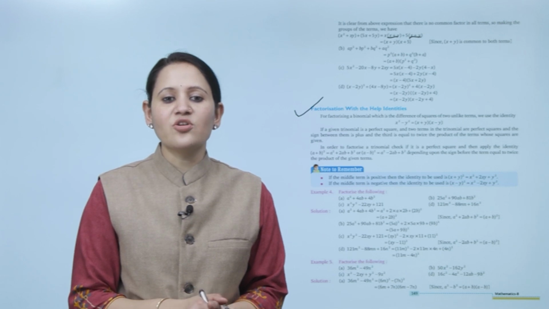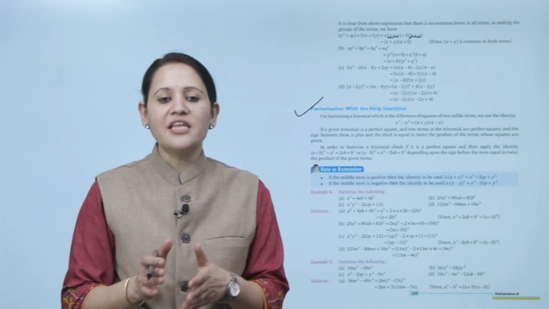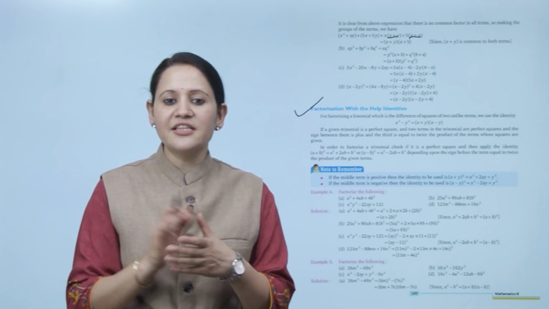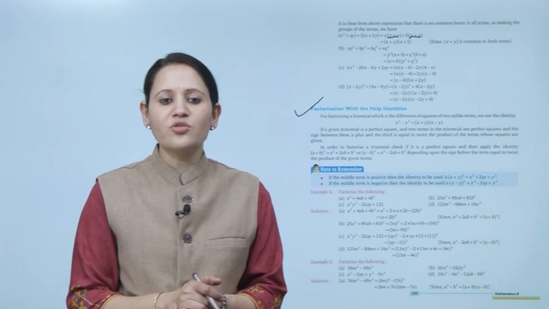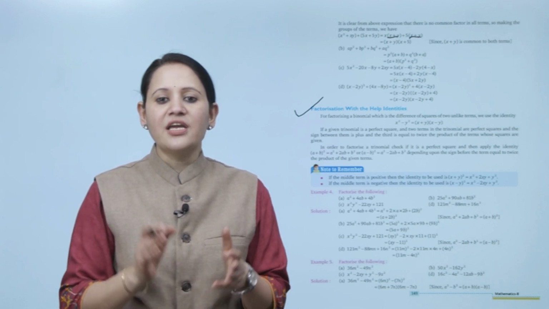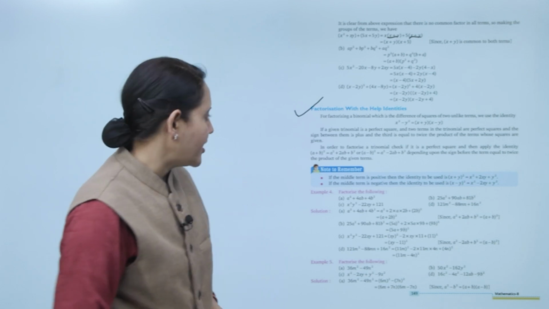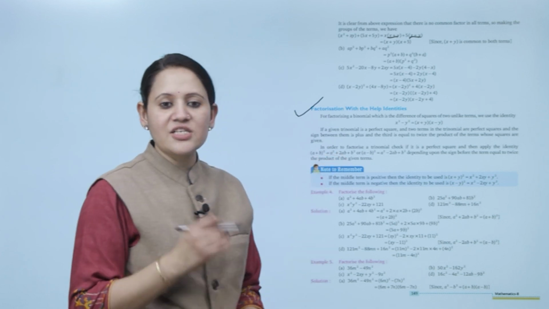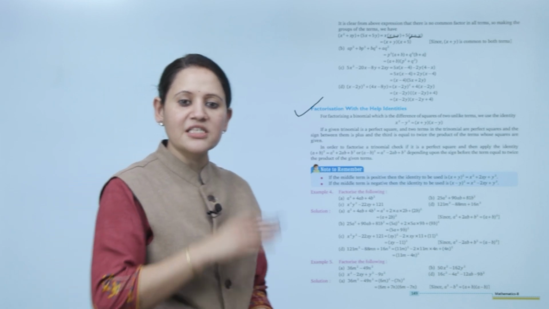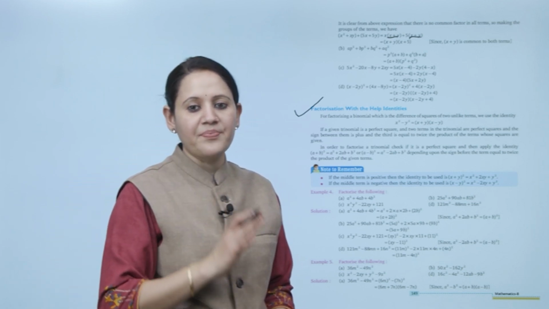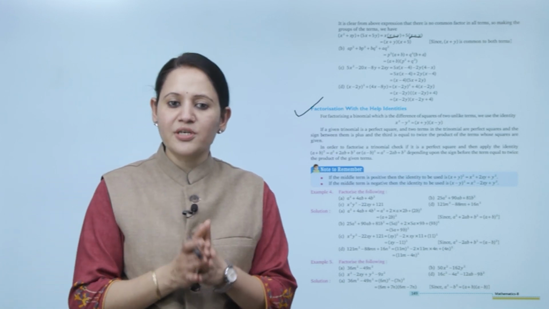If the given trinomial is a perfect square, the two terms in the trinomial are perfect squares and the sign between them is plus, and the third term is equal to twice the product of the terms whose squares are given. In order to factorize the trinomial, check if it is a perfect square and then apply the identities. A plus b whole square can be written as a square plus 2ab plus b square, or a minus b whole square can be written as a square minus 2ab plus b square, depending upon the sign before the term equal to twice the product of the given terms.